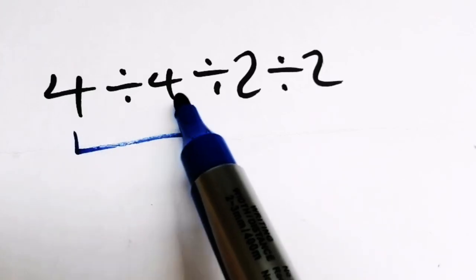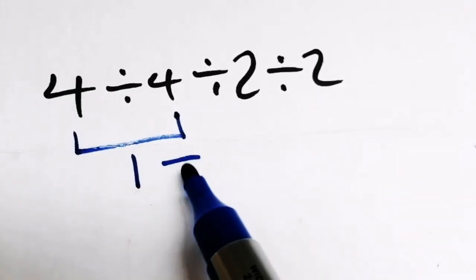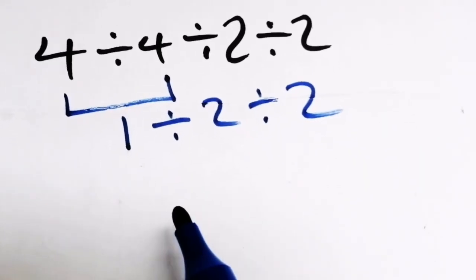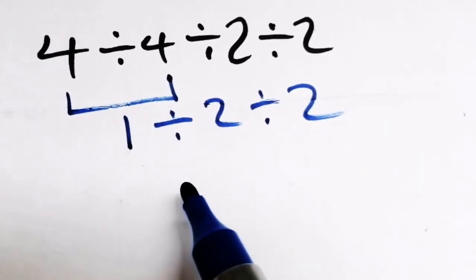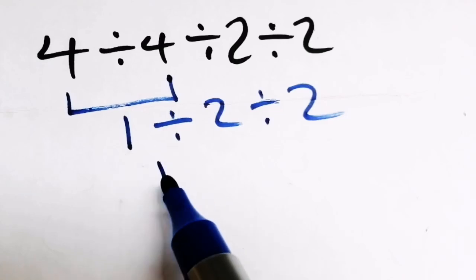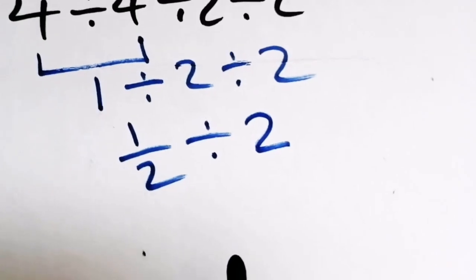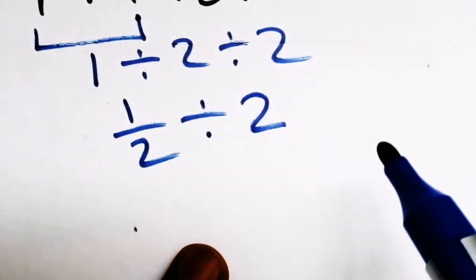Okay, 4 divided by 4, which equals 1. Then divide by 2, divide by 2. Then 1 divided by 2 means, which is 1 over 2. Okay, 1 over 2 divided by this 2. Therefore, here we need to follow the KCF rule.